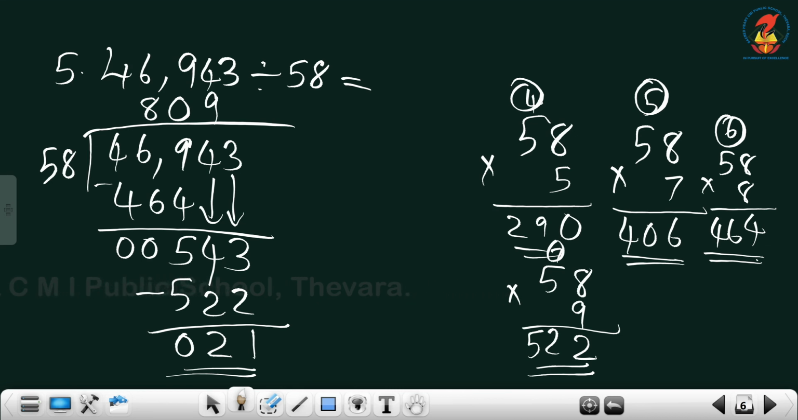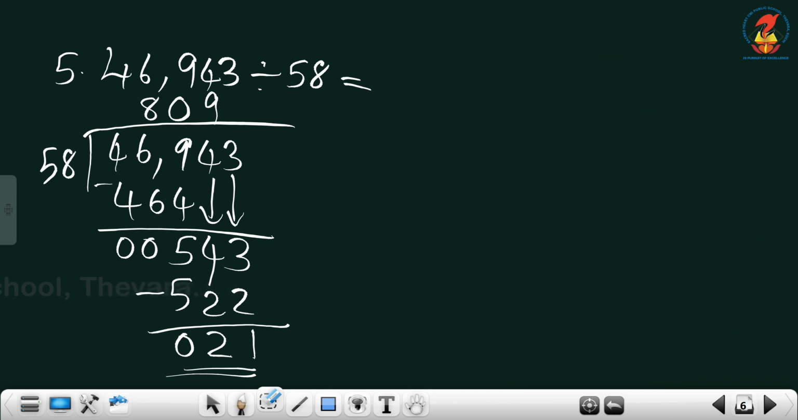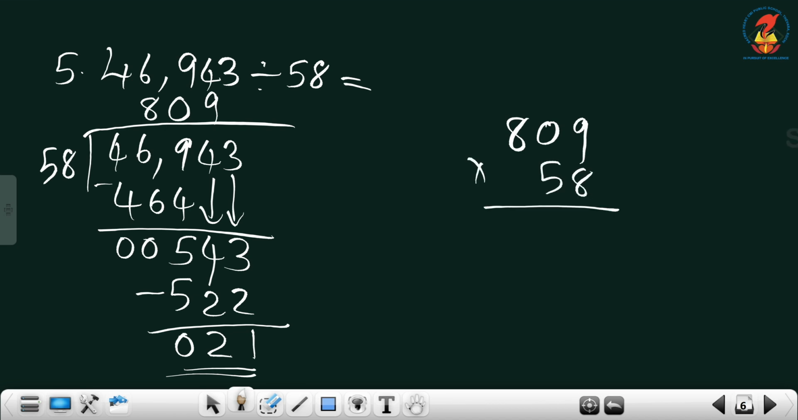So I need to check my answer is correct or wrong, right? I will not write the formula, that you can do it, right? Then I will check only. Quotient, here quotient is what? 809 into 58, divisor, okay. 8 9s are 72, 7. 8 into 0, 0, but 7 is there, 7.